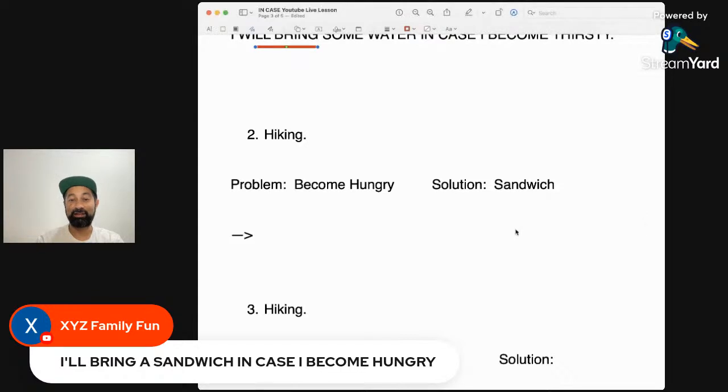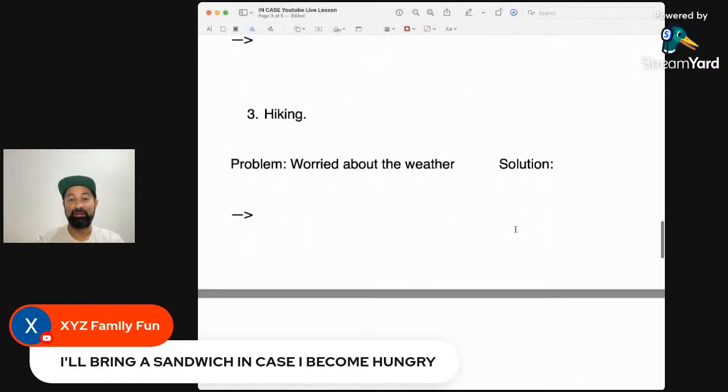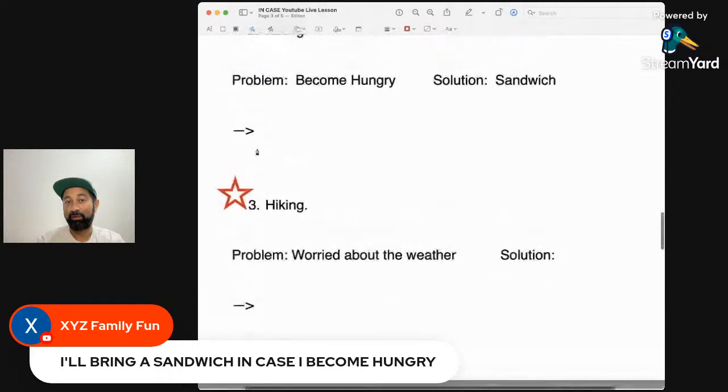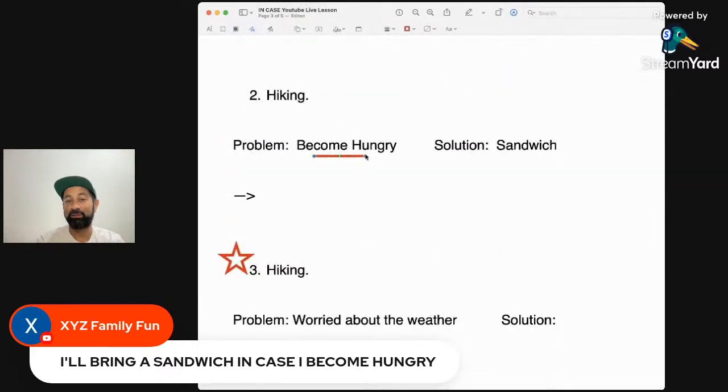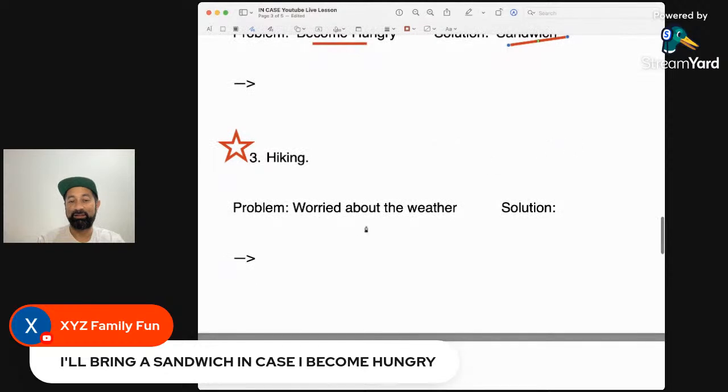Okay, let's try the third one here. We're staying with our hiking theme. But if you look, number 3 is a little bit different. In number 1 and number 2, I gave you the problem and a solution. But number 3, I'm only giving you the problem. There is no solution here. Please think of your own solution.